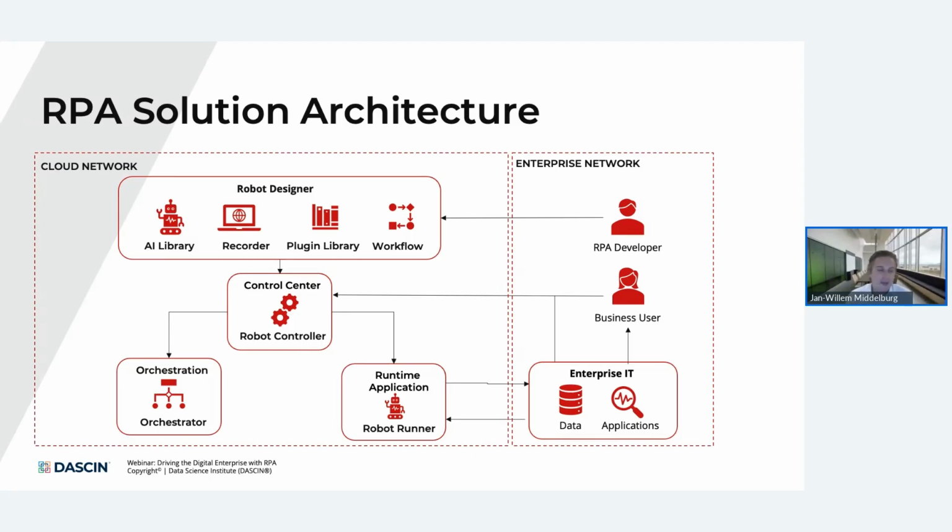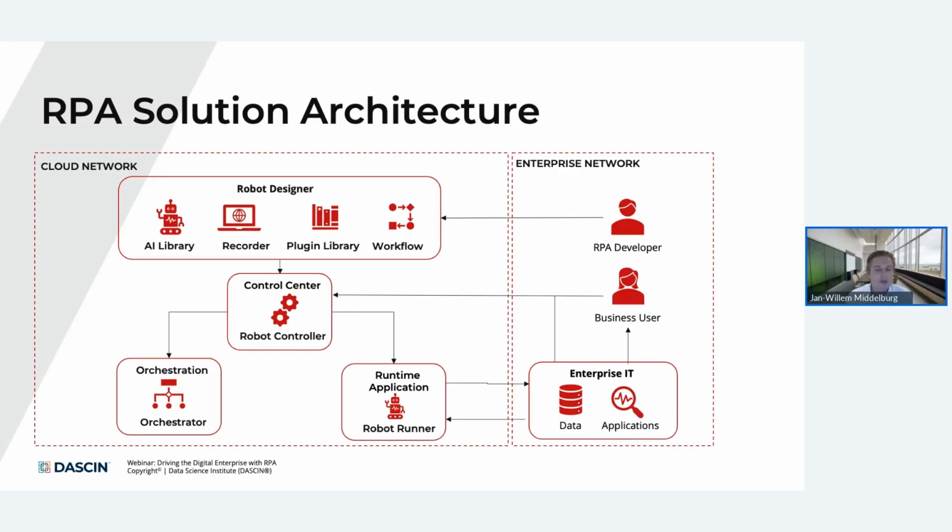Together, you see a big red circle around it. We refer to this as the robot design activities. And these are the elements that are typically part of the robot designer. Different tools and different vendors use different terminology for this, but the main point here is that all of the activities that an RPA developer interacts with is typically to configure and establish their workflows.